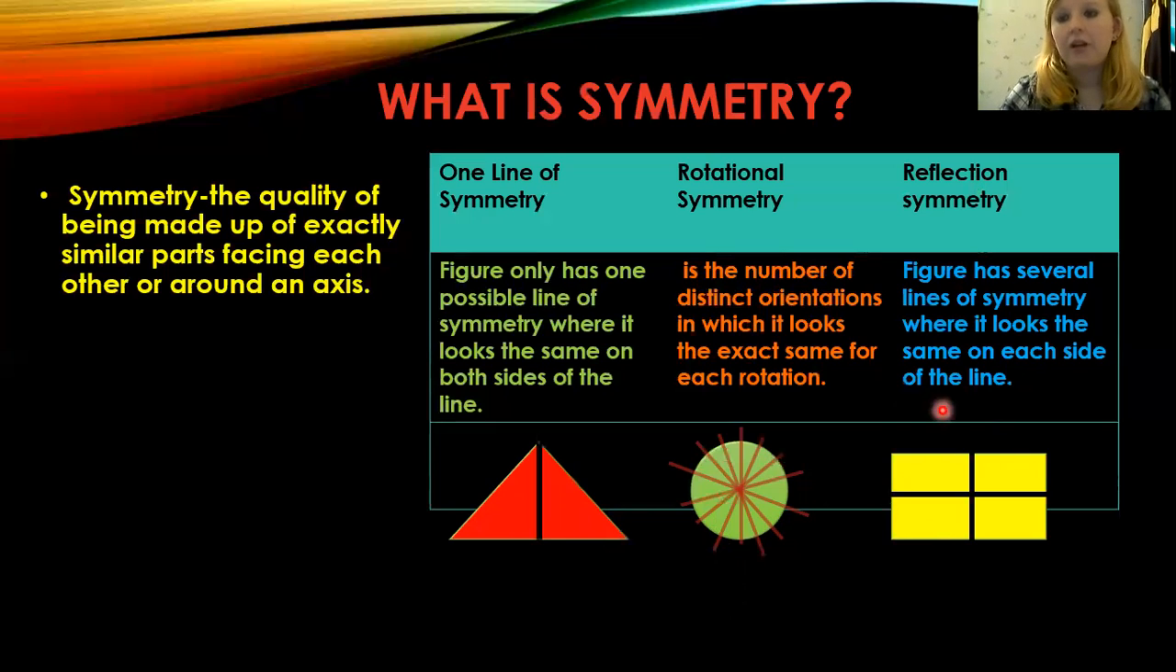Reflection symmetry would be a rectangle. When you fold a piece of paper or a rectangle vertically, when you hold it out landscape, you create what is called reflection symmetry because it's the same on both sides. When you fold it horizontally, you will still get the same thing on both sides.